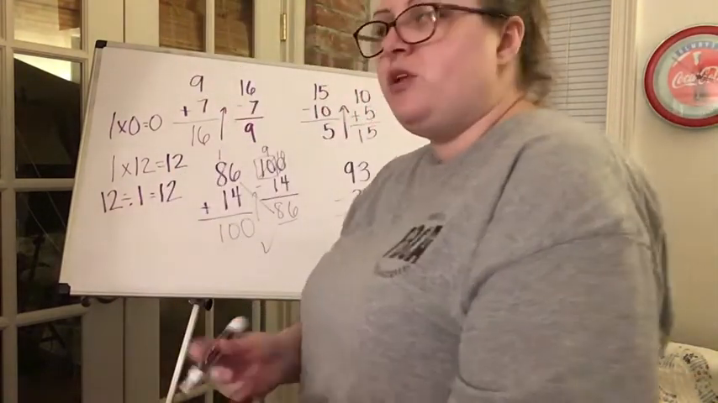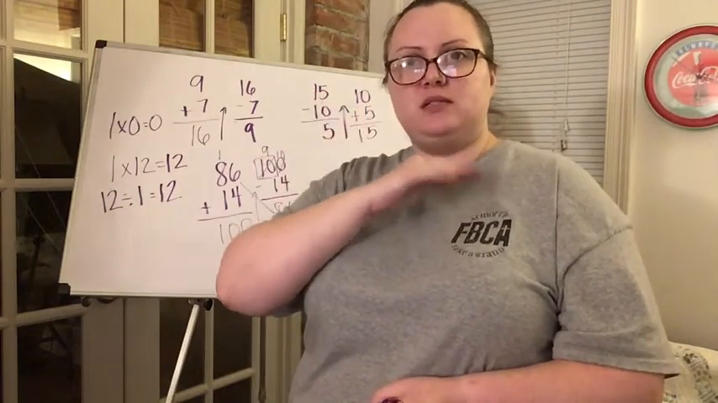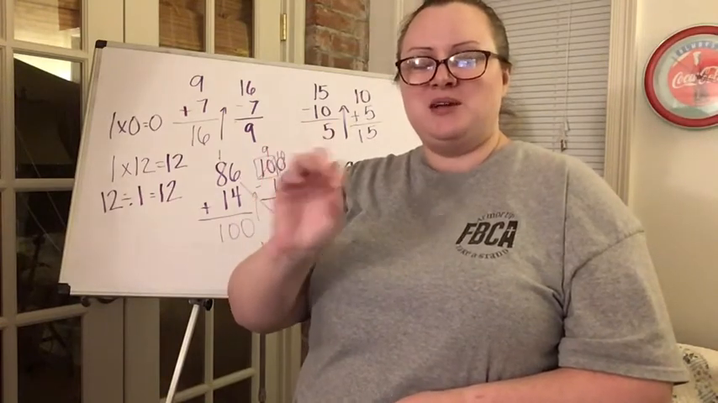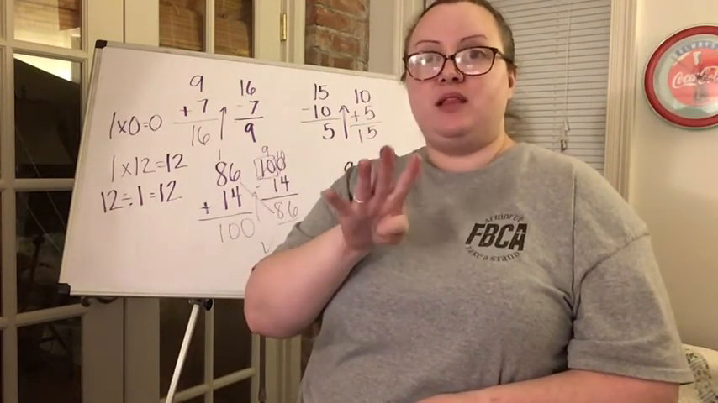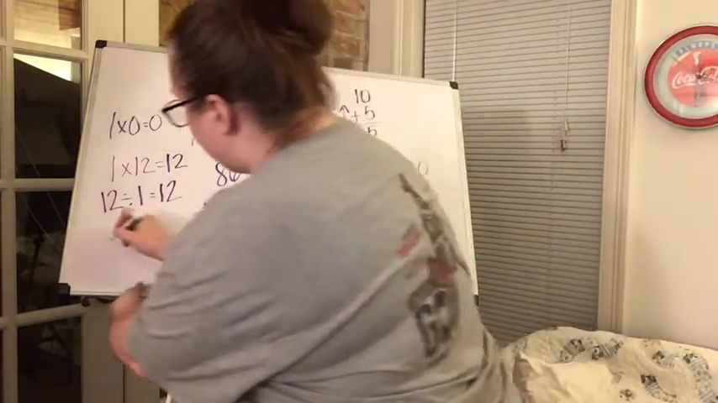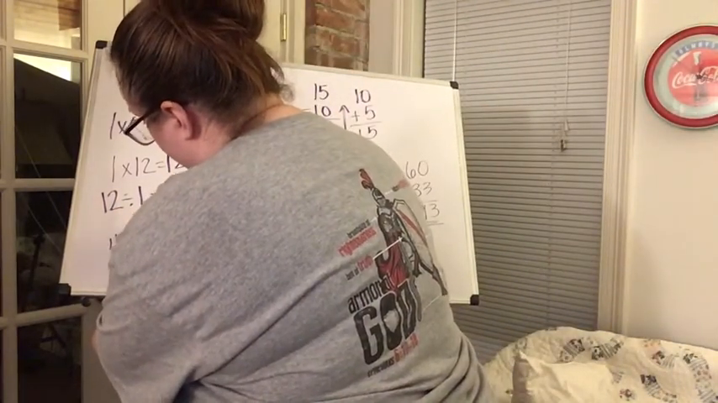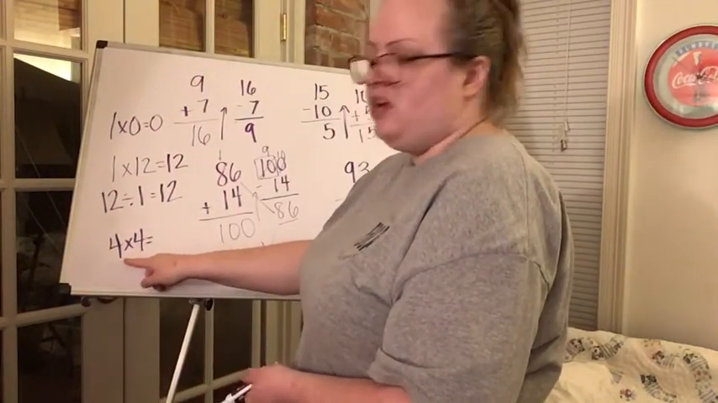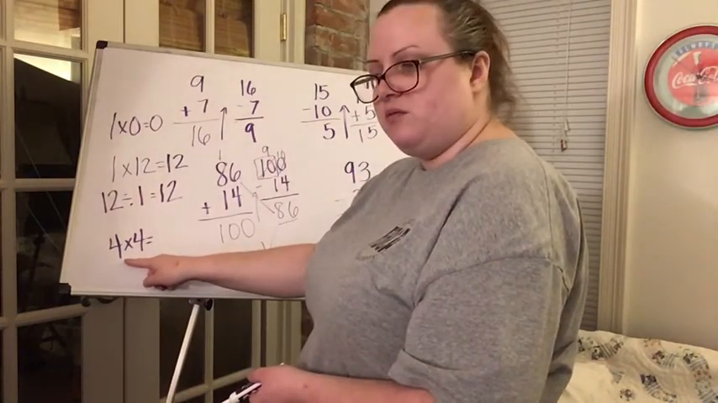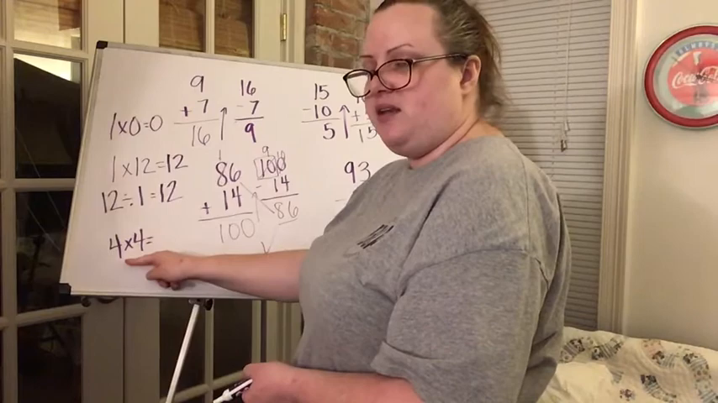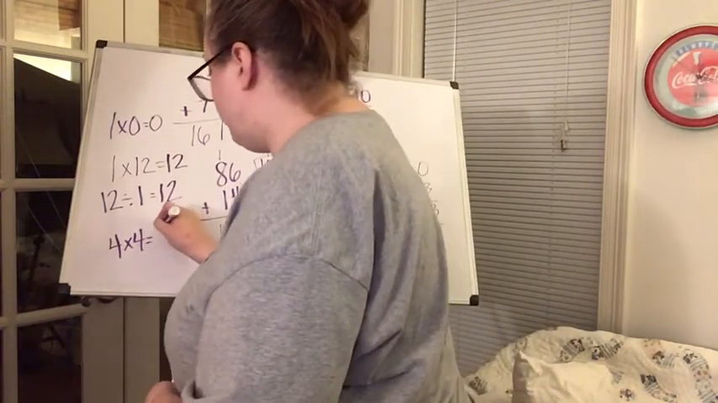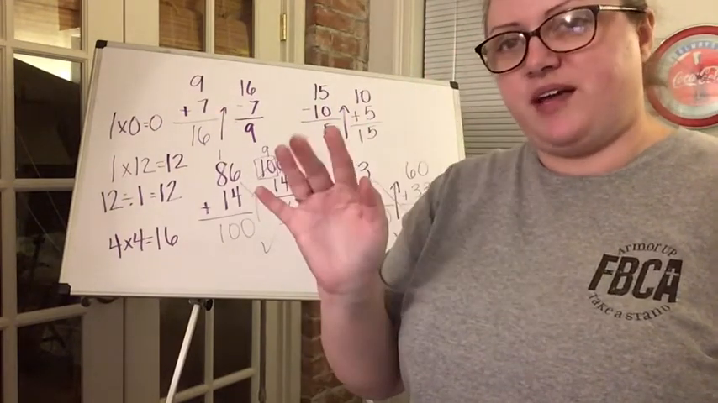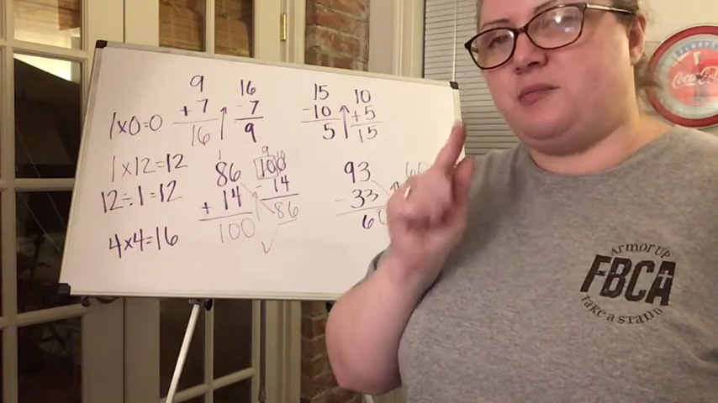Okay? When you multiply by 2, you're just doubling it. When you multiply by 3, you count by 3s. When you multiply by 4, you're going to double it and double it again. So let me show you. You're going to take the other factor and double it twice. Okay, so we multiply by 4. What's 4 plus 4? 8. Good job. 8 plus 8? 16. So 4 times 4 is 16. When you multiply by 5, you count by 5s. When you multiply by 10, you count by 10s.